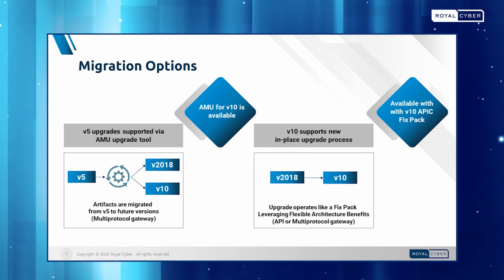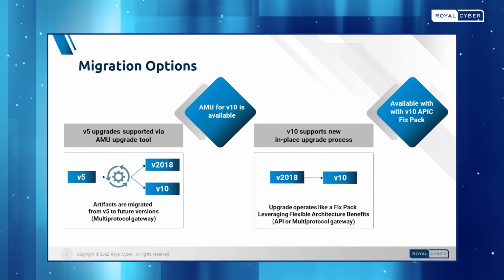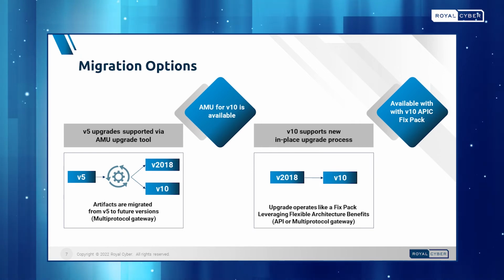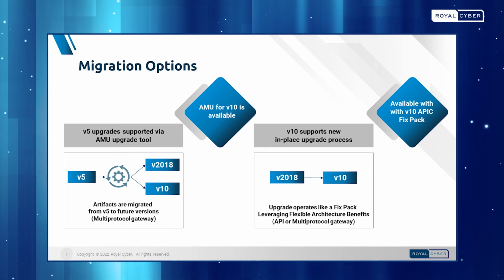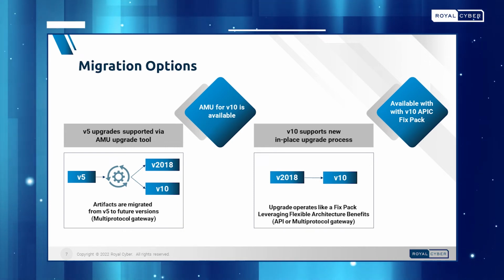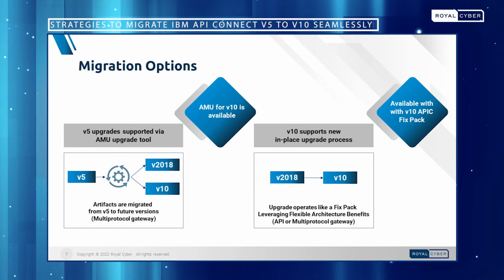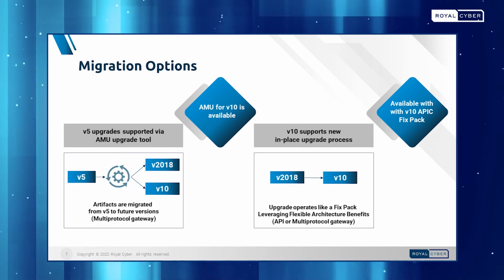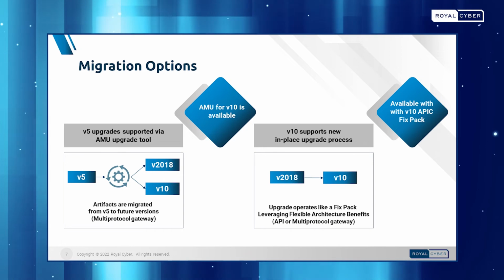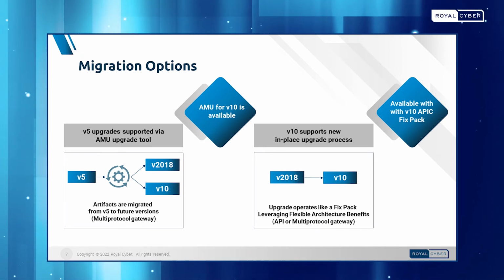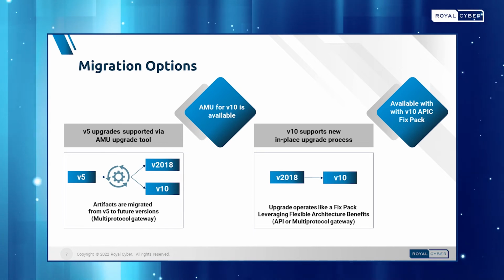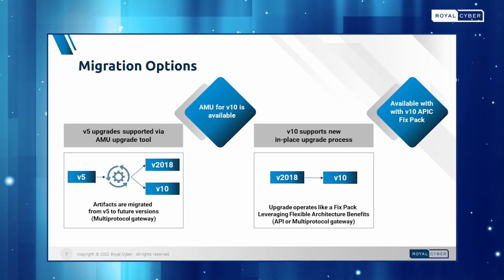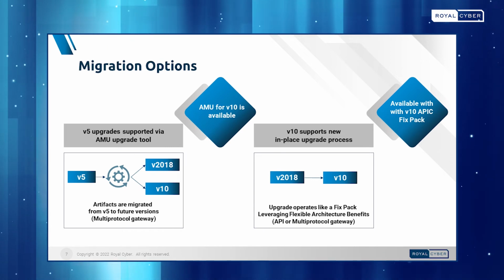With this tool, AMU, you can also automatically convert your APIs to be V10 gateway compatible. Meaning that if there are certain APIs that you wrote on V5 and they are running on a V5 compatible gateway and you need to move them to V10, then this tool can automatically help you do that. So moving on to the next slide.